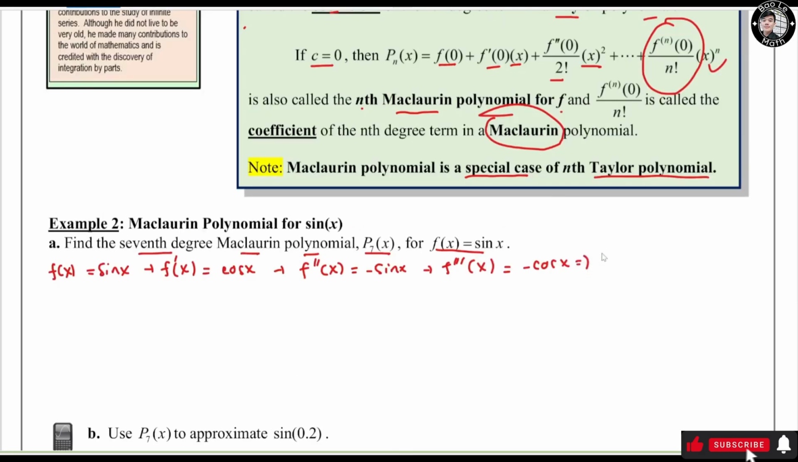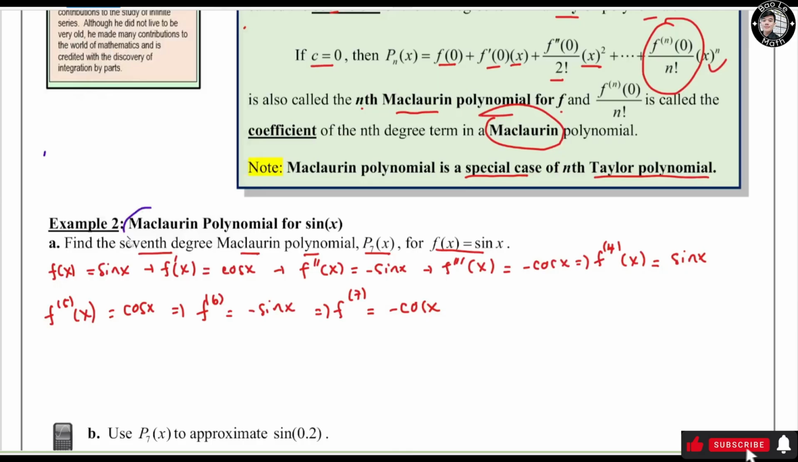And then the fourth derivative is sine s, and the fifth derivative is going to be cosine s. The sixth derivative is going to be negative sine s. And the last one, the seventh derivative, is going to be negative cosine s. Now, since this one is a Maclaurin series, we're going to substitute 0 for c.